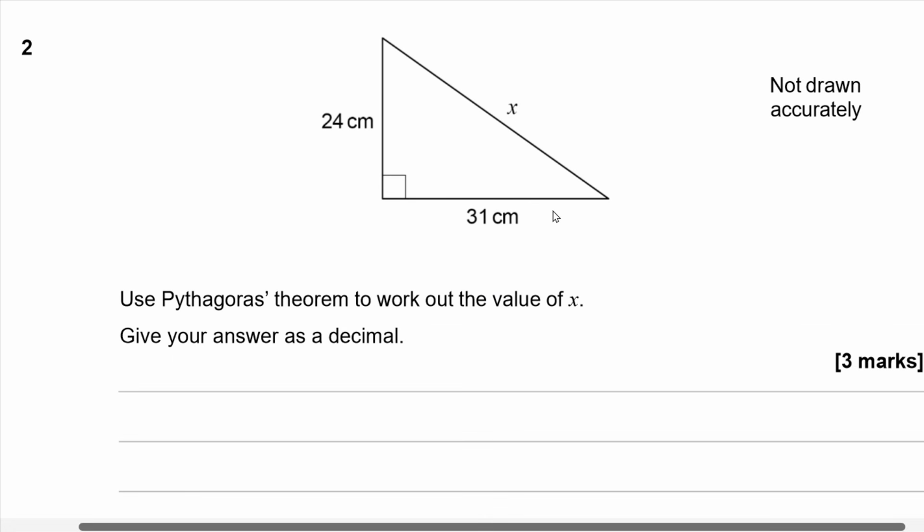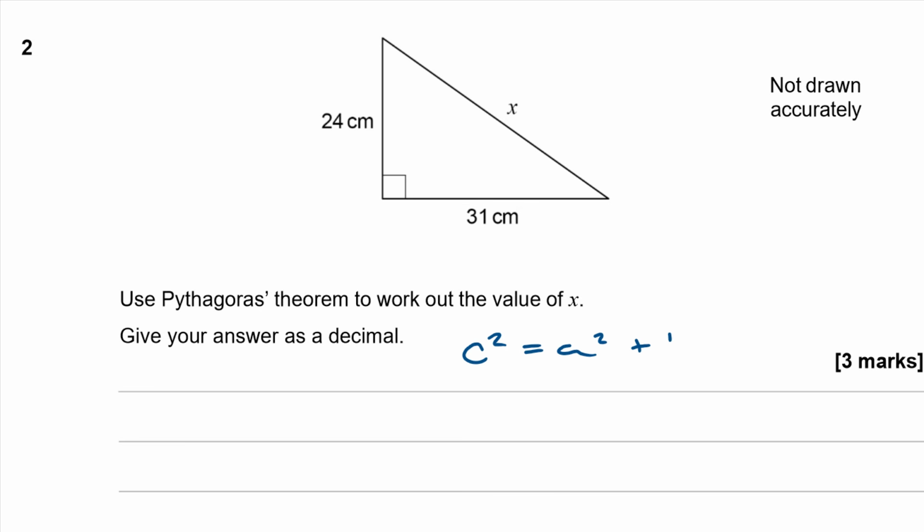Question 2. Use Pythagoras' Theorem to work out the value of x. Give your answer as a decimal. So I've got the longest side of a right angled triangle here, so I can use the classic Pythagoras' Theorem formula, c squared equals a squared plus b squared, where a and b are your 2 shorter sides.